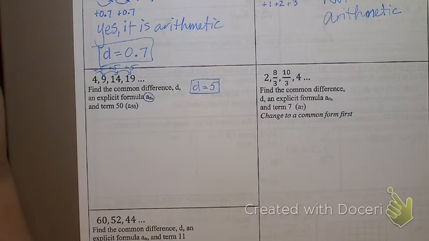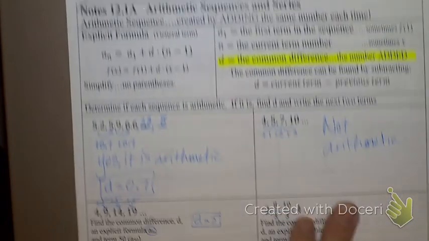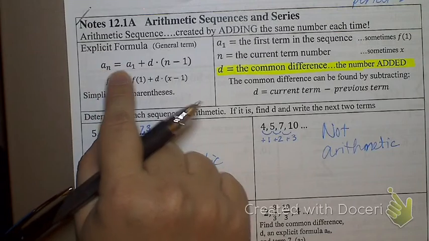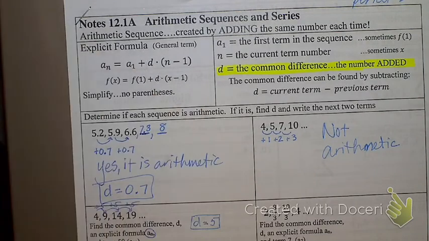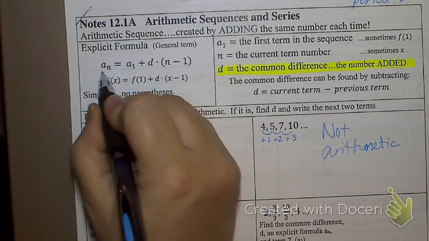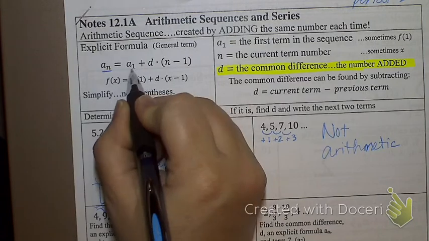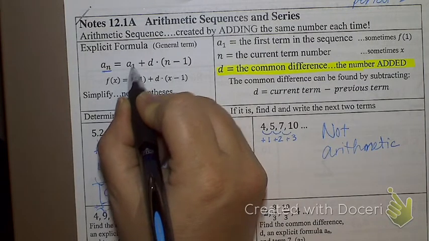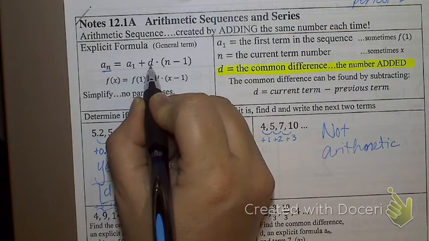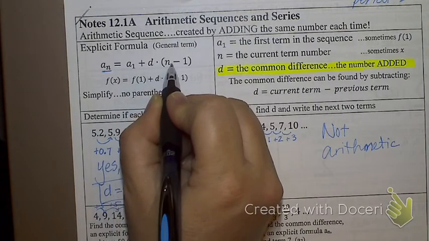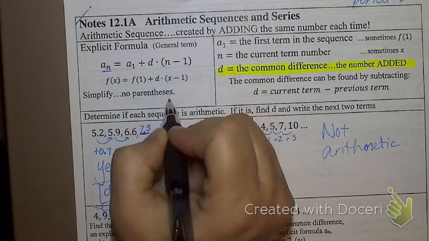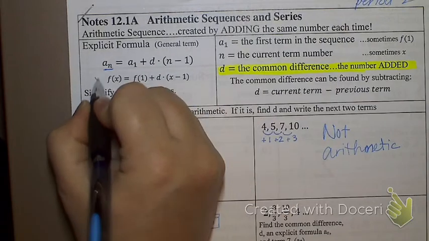Because the n is subscript. That's how you would read it. And I have an a sub n formula up here. This says that to find any term, you take the first term of the sequence, you add the common difference multiplied by n minus 1. And then there's this right here.